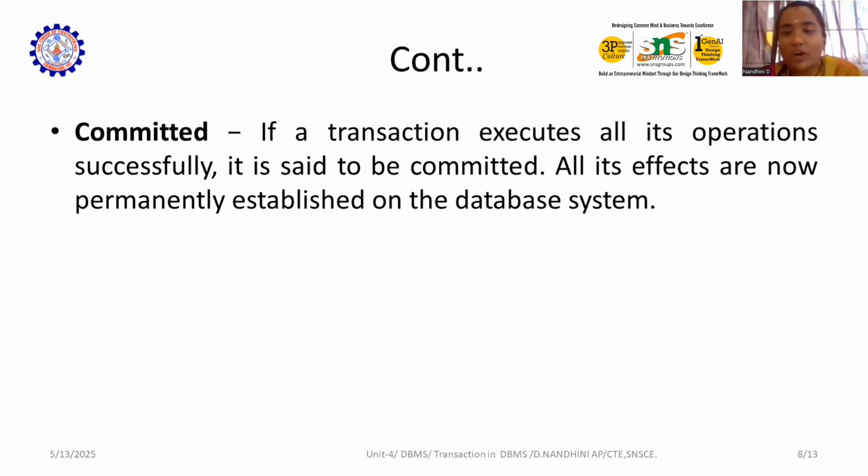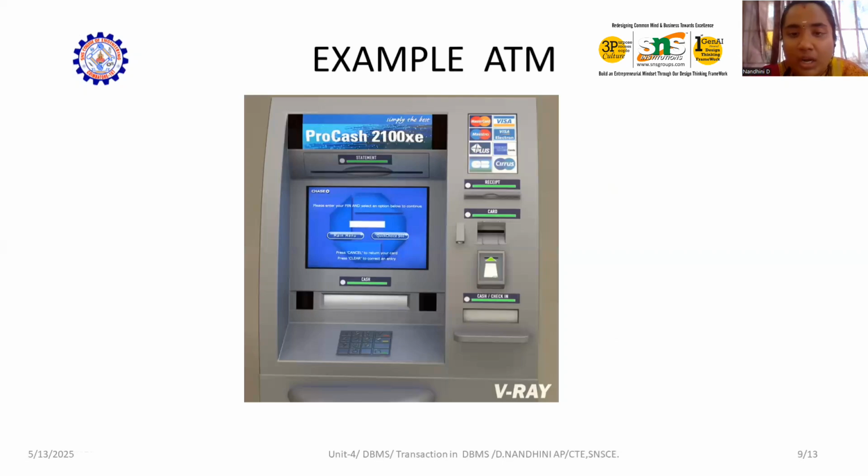Next one, for example, we are going for a transaction at an ATM machine. Some persons go to the ATM, insert their card, and type the amount they need. Here they are not transferring the amount to someone else, but taking the amount for themselves. This is one type of example.